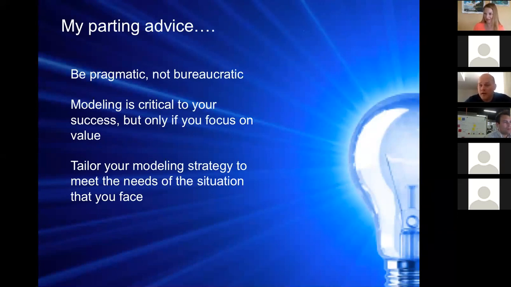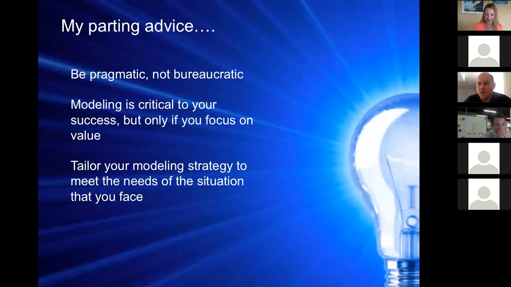So tailor your modeling strategy to meet the situation that you find yourself in. Different teams, even different teams in the same organization, will have different levels of modeling, planning, and documentation, because they're different people in different situations. It is what it is. So if you're looking for one standard way of doing things, you are barking up the wrong tree, and you will fail miserably. I can guarantee that. And that's probably not what the bureaucrats among us want to hear, but it is observably true.